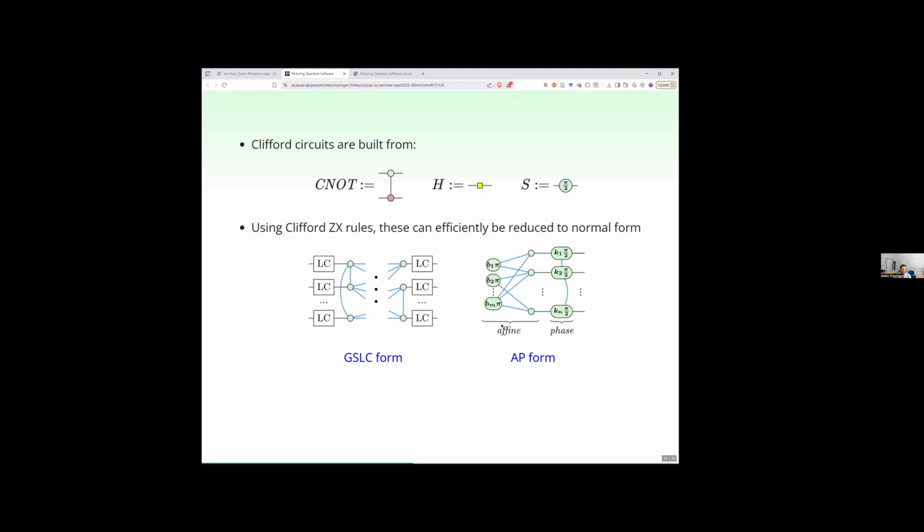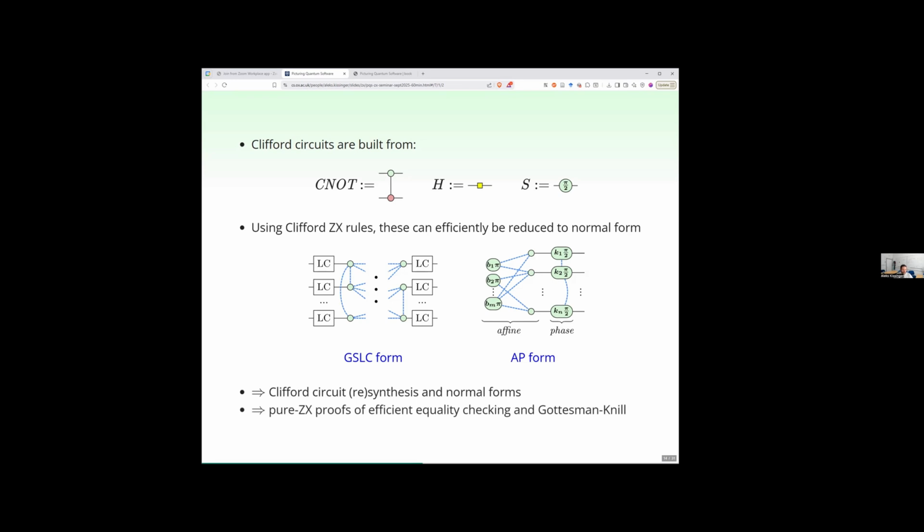The reason it's called this is you can think of this part of the diagram as describing some affine subspace, and this part as describing some phase polynomial, some phases I'm going to assign to vectors in that subspace. Each of these have their uses, and they come up many times in the book. These normal forms are used for Clifford circuit synthesis or resynthesis.